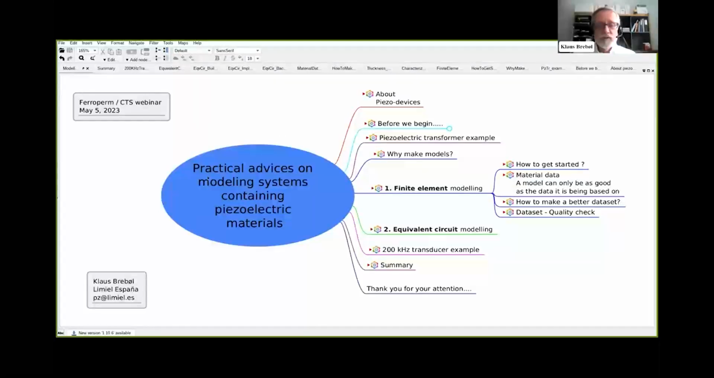For me, this has always been a topic that I enjoy a lot, so I also enjoy sharing it with others. It will be a rather compressed presentation on practical advice on modeling systems containing piezoelectric materials. Before I begin to talk about the modeling, I will make a few introductory steps.